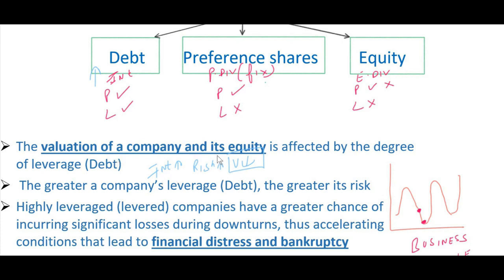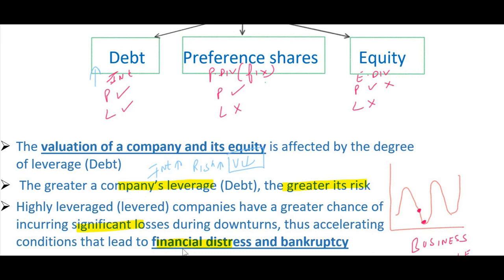So valuation of the company and its equity is affected by the degree of debt it has. The greater debt the company has, the greater the chance that it can become bankrupt, or the greater the risk. A highly levered company has more chances of taking significant losses during an economic downturn. They have to face financial distress.